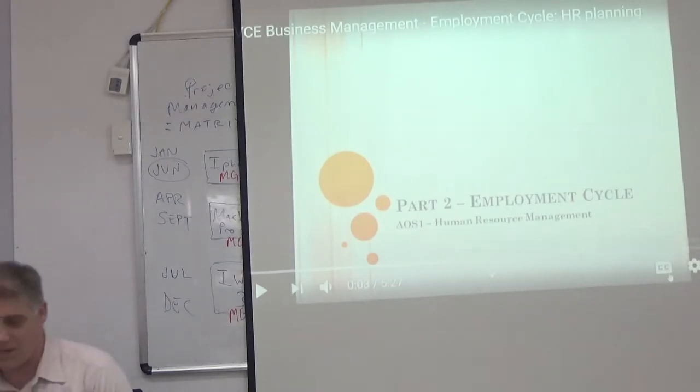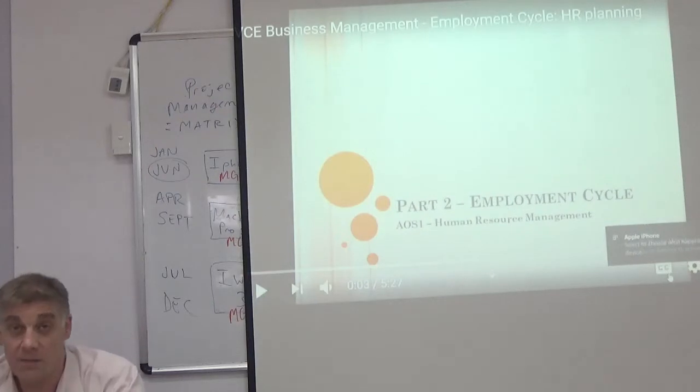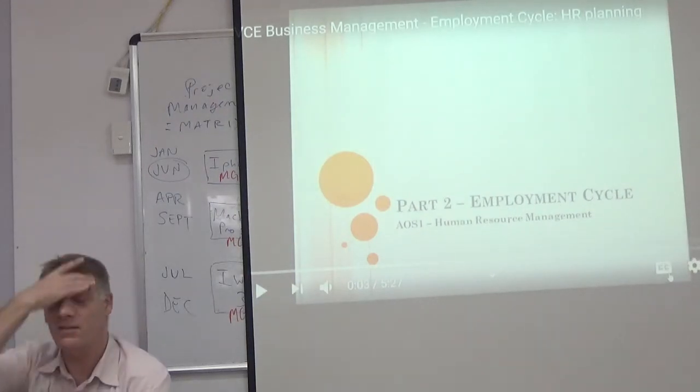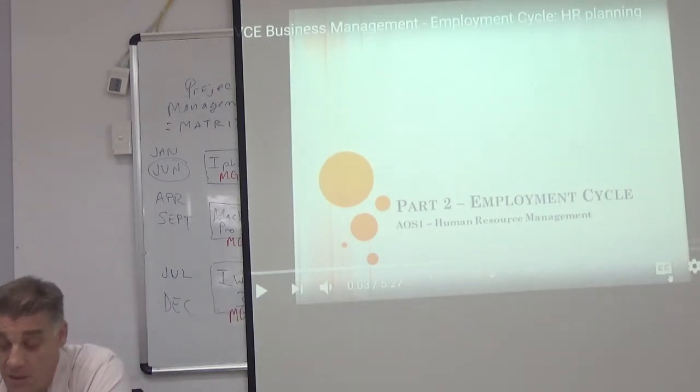We have 2 kinds of cycles, we might call it the life cycle. We have the product life cycle, that means it lives and dies, and then we have these cycles, and usually cycles go in a circle. Human resource management is the topic. HR, human resource management, means finding employees.